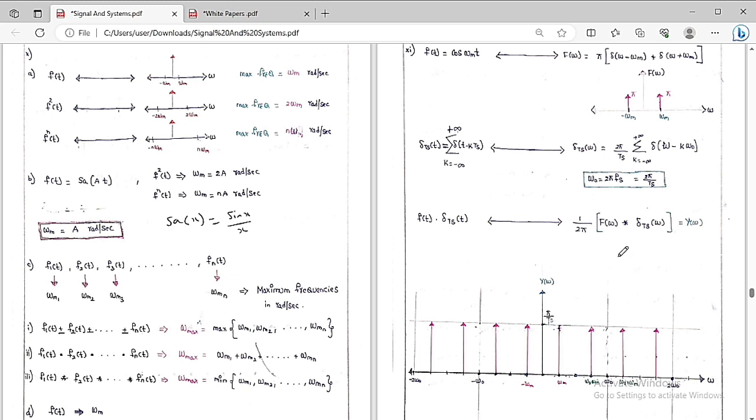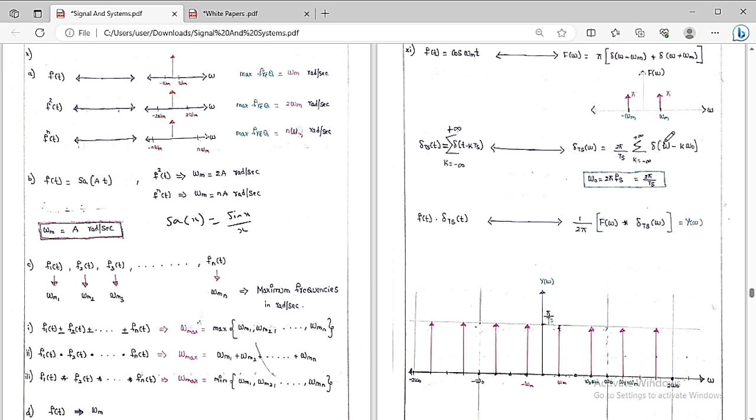Here there is a 1 by 2 pi, and here 2 pi by Ts is there. So the 2 pi cancels. Finally, you are going to get 1 by Ts. But here there is an amplitude of pi, so 1 by Ts into pi is nothing but pi by Ts. So pi by Ts is the peak value, or you can say the area value.